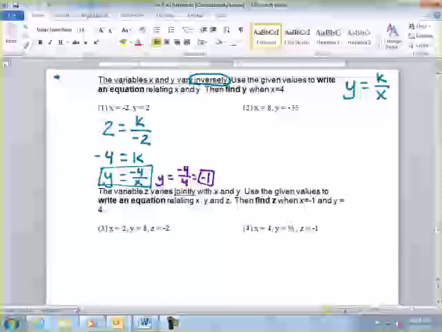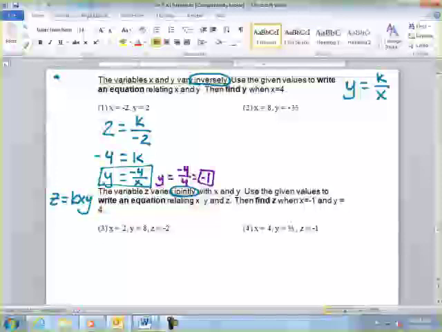We're going to skip past number 2 for a moment and go on to number 3, where the directions are pretty similar, except we're told that we have a joint variation. Joint variation is z equals kxy. It is a multiplication relationship by more than one variable. Otherwise, the directions are pretty much the same.